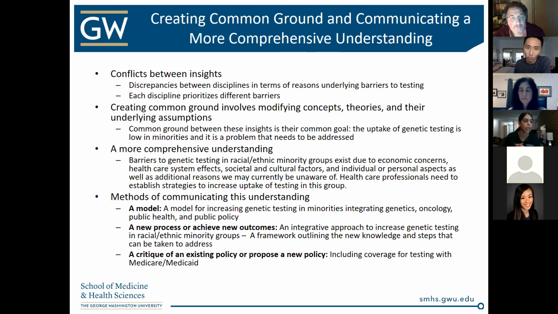And then we could communicate this understanding in a variety of ways. We could use a model, so written work that will guide others, maybe a model for increasing genetic testing in these groups that integrates some of our stakeholders: genetics, oncology, public health, public policy. We could use a new process to achieve new outcomes, which is all about making this understanding readily available to practitioners. So we could do a framework that outlines the new knowledge and steps that can be taken to remedy.